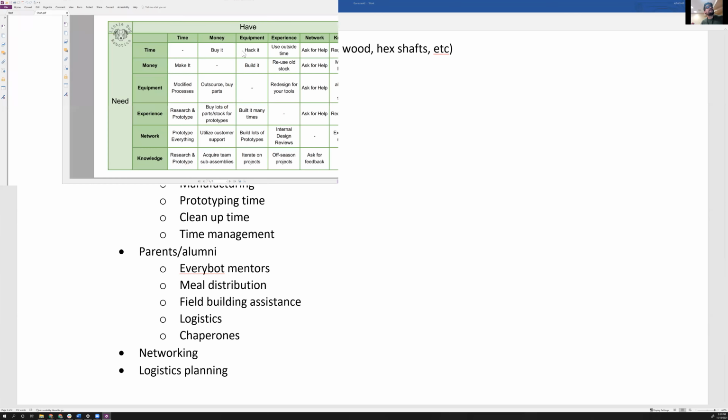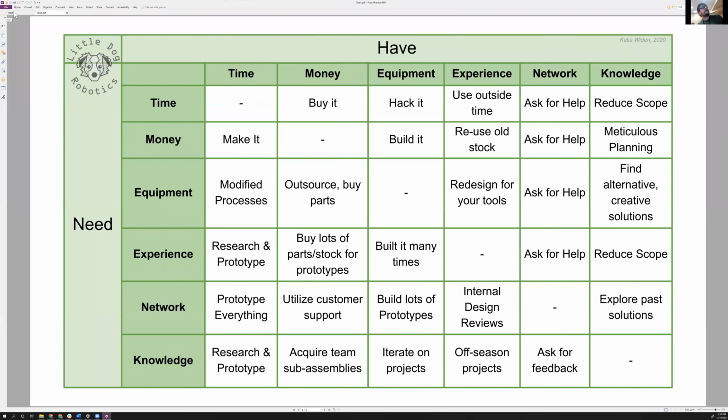But just as a rule, one of my mentor friends, Katie Wyden, put this together, and I thought it was pretty good and a good thing to think about. If we break things into some big general categories, we can say, if we need time and we have money, we can go out and buy a thing to do it. Or if we need time and we have equipment, maybe we can hack it together in some way and make it work. But definitely networking is an important thing. If we need networking and we have time, we can prototype a bunch of things and maybe get some support from someone, or utilize customer support for COTS parts or whatever.